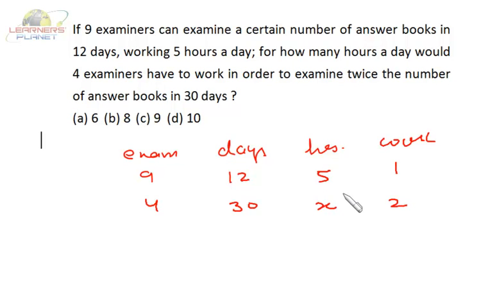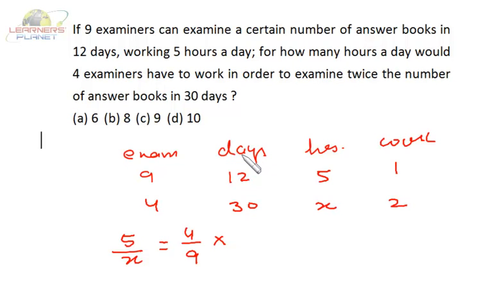Now here the variable is hours, so we'll keep hours on the left hand side. Now we have to compare hours to the remaining terms. Now if more examiners are there, less hours will be required. That means examiners and hours, these two terminologies are in inverse variation. Definitely if more persons are there, less time will be taken to complete the assignment. So if it is 5 by x, this will be reverse. So it is 4 by 9.